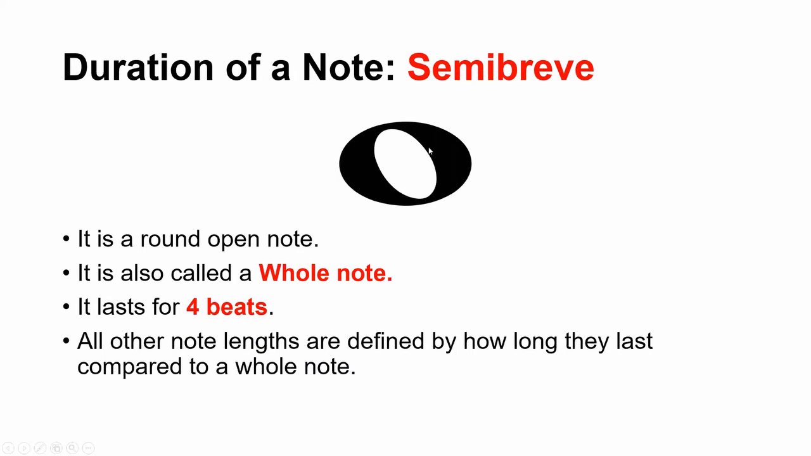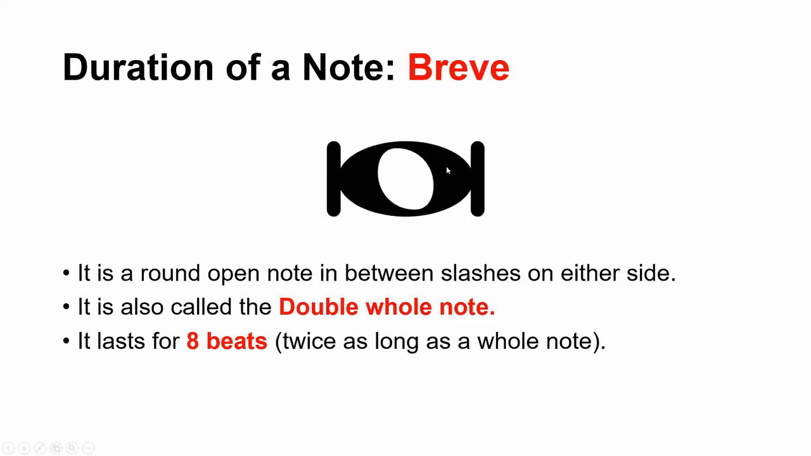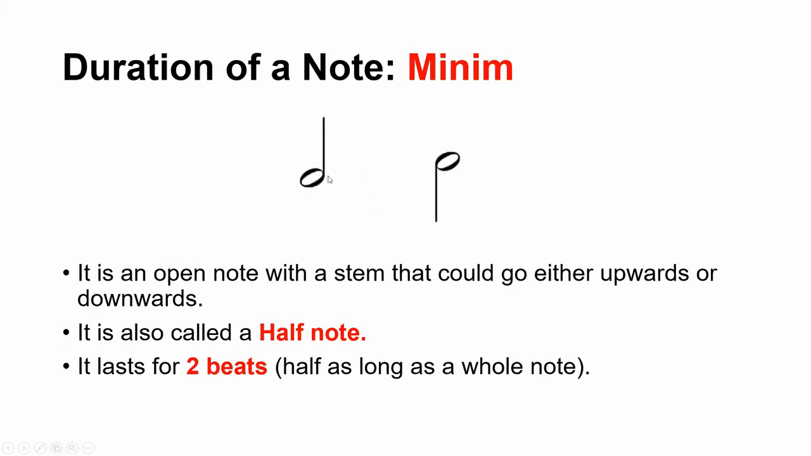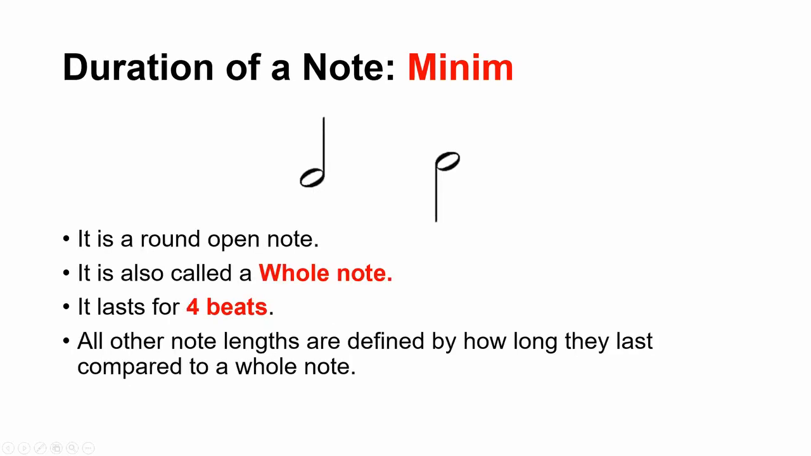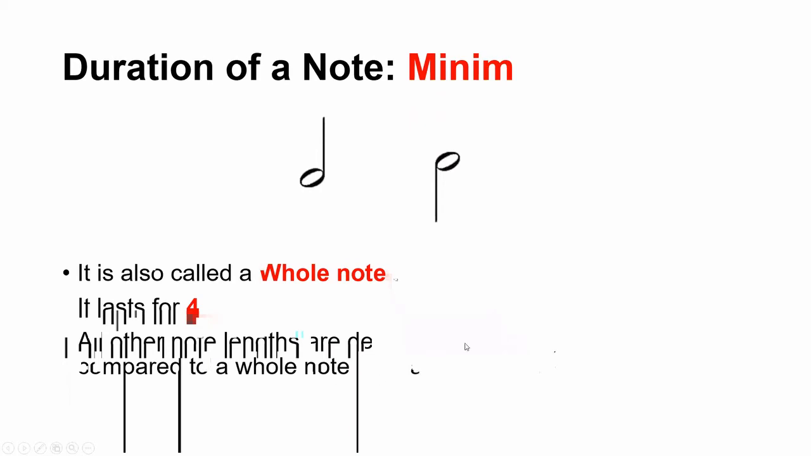This is the semibreve, like an open round note. It's called a whole note as well. The breve is a double whole note. Looks like a whole note with 2 bars beside it. A minim is an open note with a stem, also called a half note. It's half as long as a whole note, and it lasts for 2 beats.